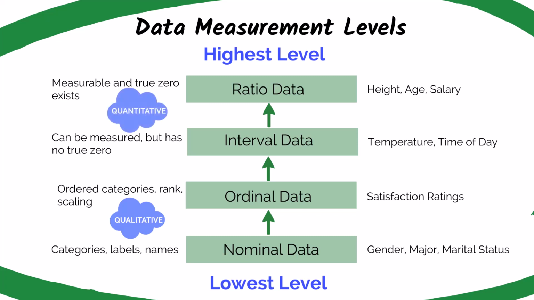These 2 data levels are considered quantitative, so they are numbers involved. They are measurable, but the main difference between the two is that the interval data doesn't have a true zero, whereas ratio data does.